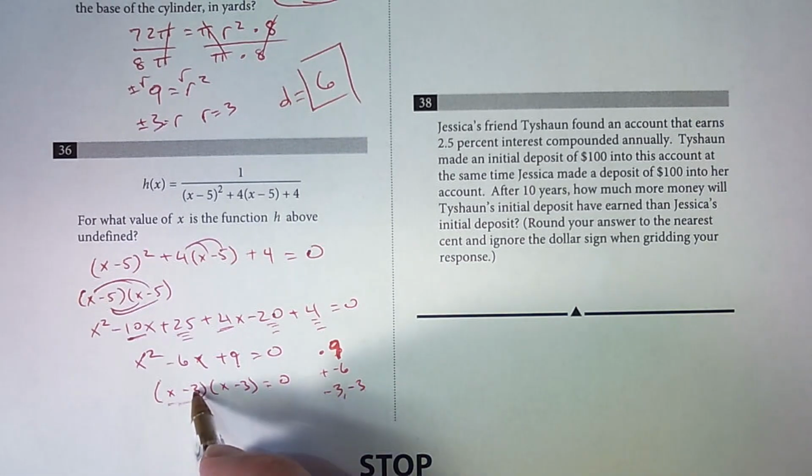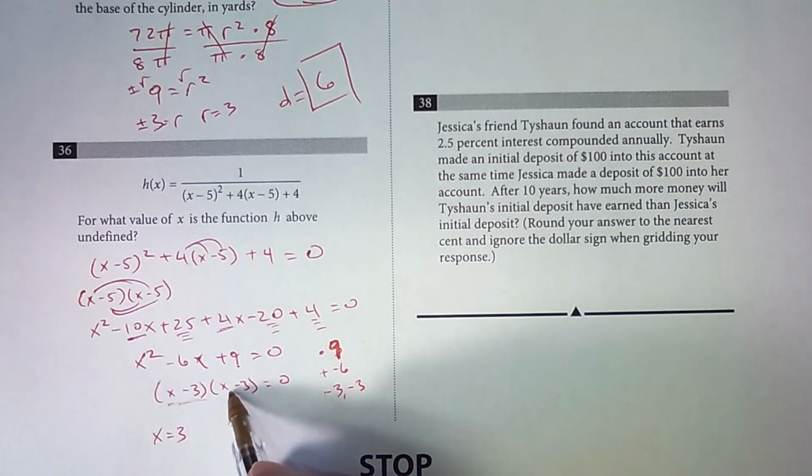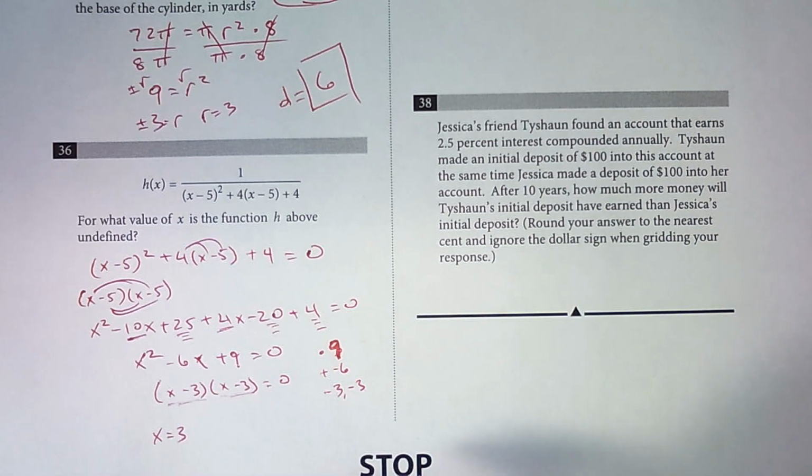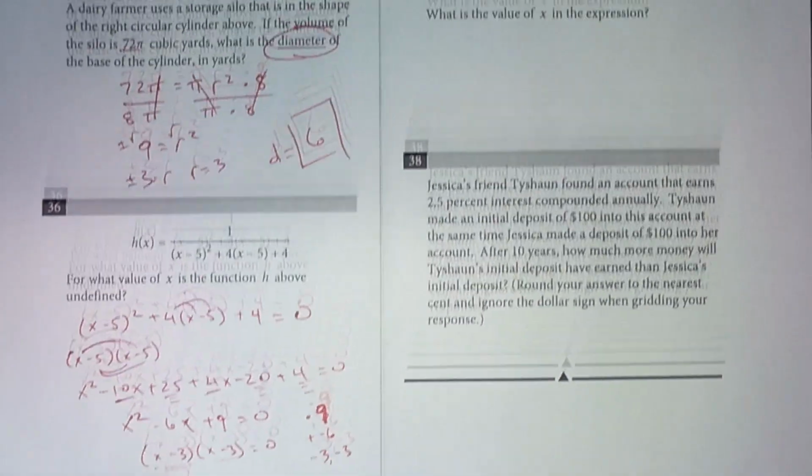Okay, so to get a solution from here, what makes this equal 0? 3 does, so x is 3. Same thing here, x is 3 again. So for what value of x is this undefined? 3.